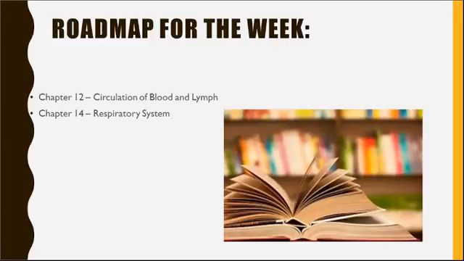This week we are focusing on two chapters, Chapter 12, which concentrates on the circulation of blood and lymph, and Chapter 14, which focuses on the respiratory system. You might remember we talked about the cardiovascular system previously, and we talked about the heart, and so a lot of what we touched on in there will be reintroduced and gone over again in terms of the circulation of the blood and the lymph with a little bit more detail in terms of blood vasculature.